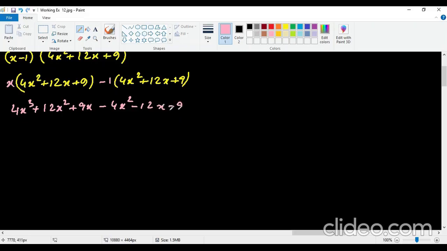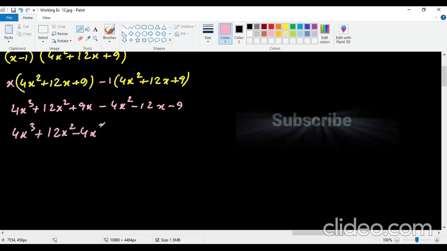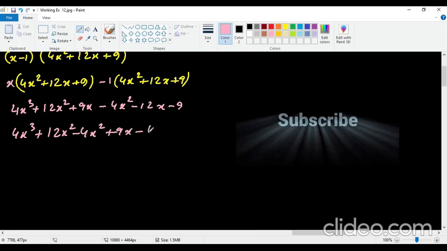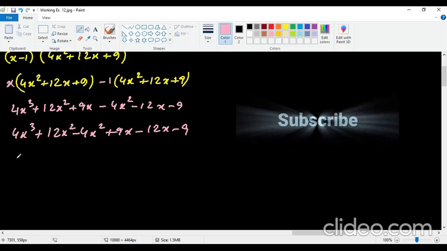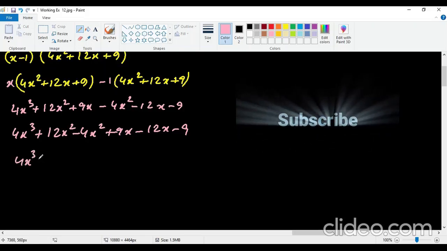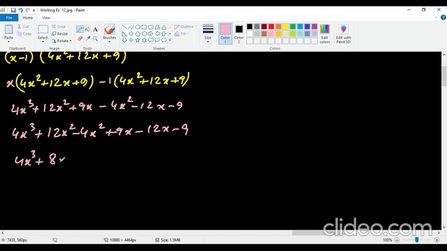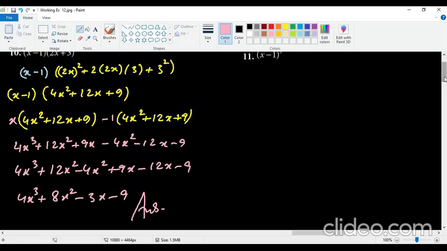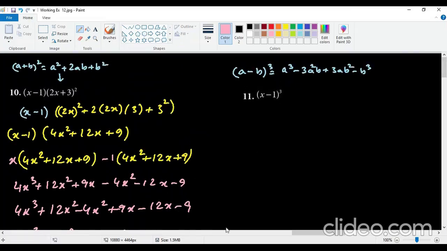12x minus 9. Now we put the like terms together: plus 12x squared, minus 4x squared, plus 9x, minus 12x, minus 9. So 4x cubed, this is going to give me 8x squared and minus 3x minus 9. And this is going to be the final answer for this question. Moving on to question number 11.